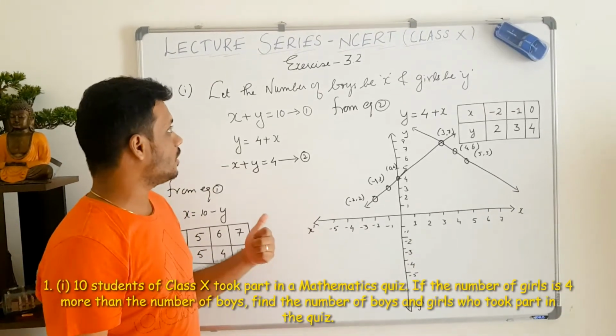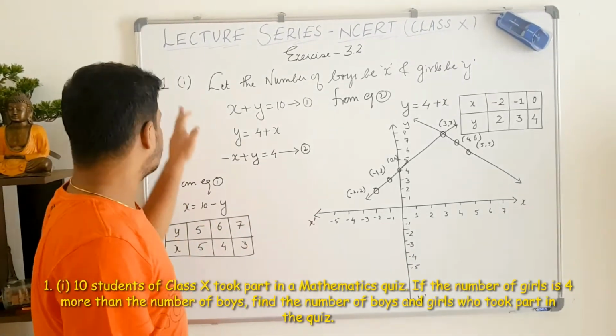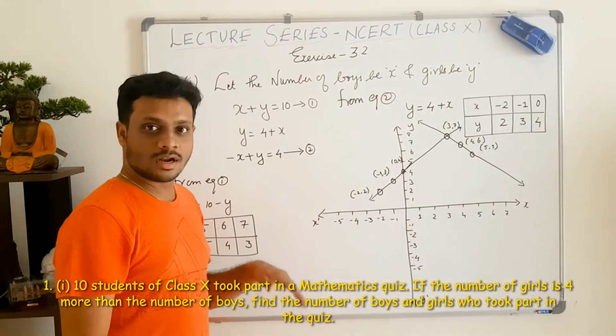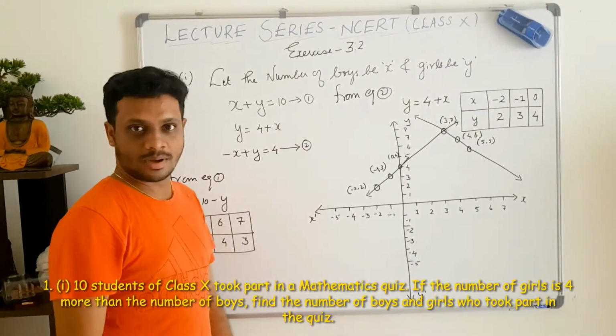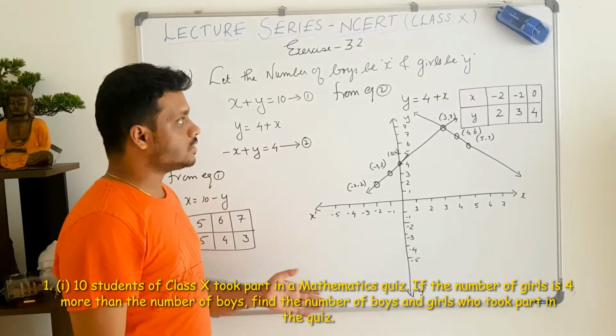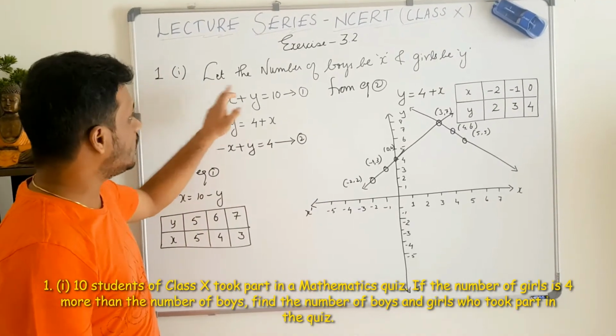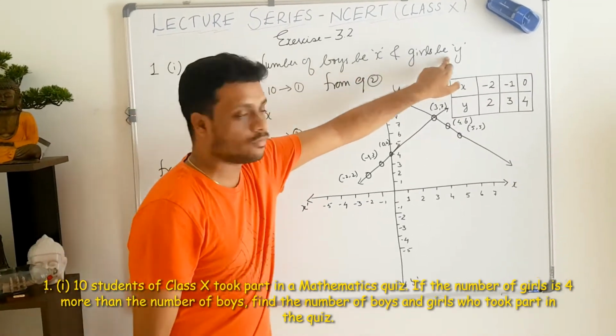Welcome back. So we are in exercise 3.2 and this is the first question and the first subdivision in it. The question says there are 10 students in a class who are taking part in the math quiz and the number of girls taking part is 4 more than the number of boys. So the first thing is I take the number of boys as x and the number of girls as y.